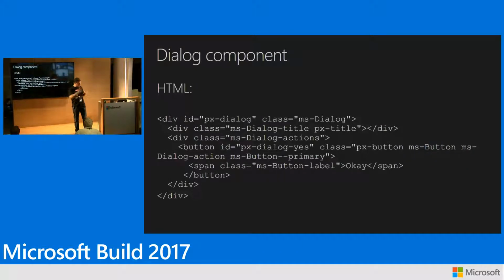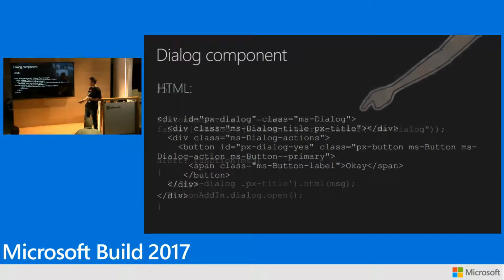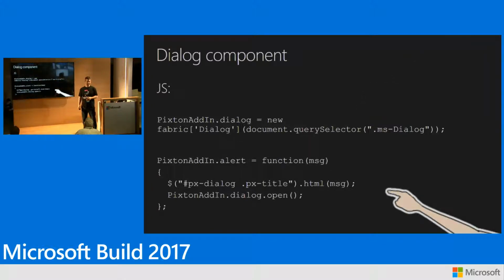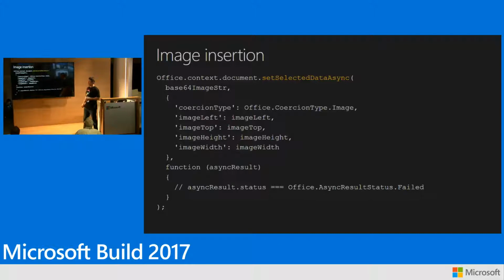I also, in this main container, include any UI components that need to be available through the lifetime of the add-in. So a dialog component, for example, using Fabric.js, you just include some HTML, and then there's a single line of code to instantiate the dialog when you're initializing your add-in, and then you can, of course, use that component whenever you need it. So it's very simple. With the Pixton add-in, you select a character, an outfit, and a pose, and you insert that into your presentation.